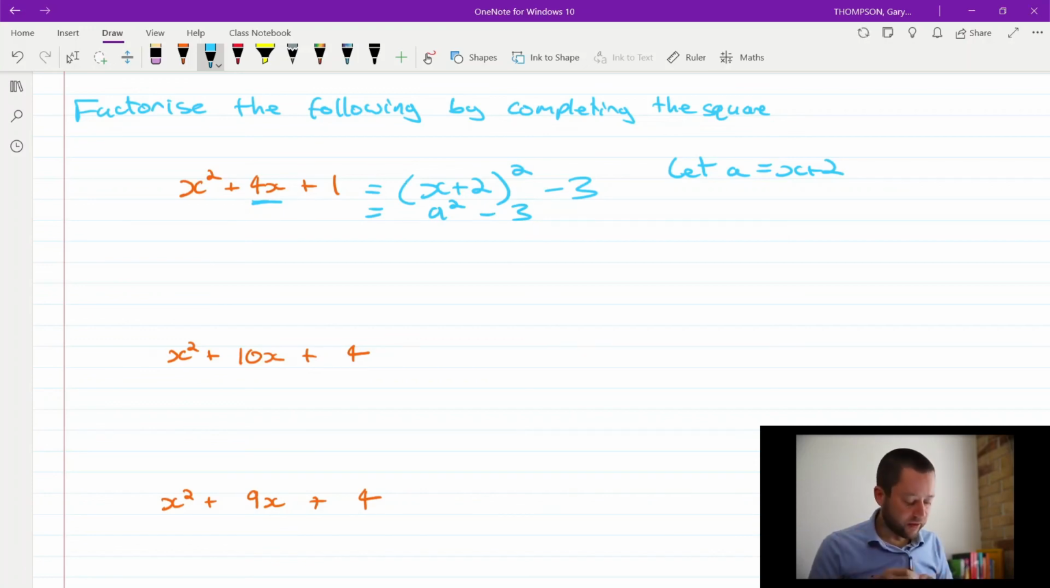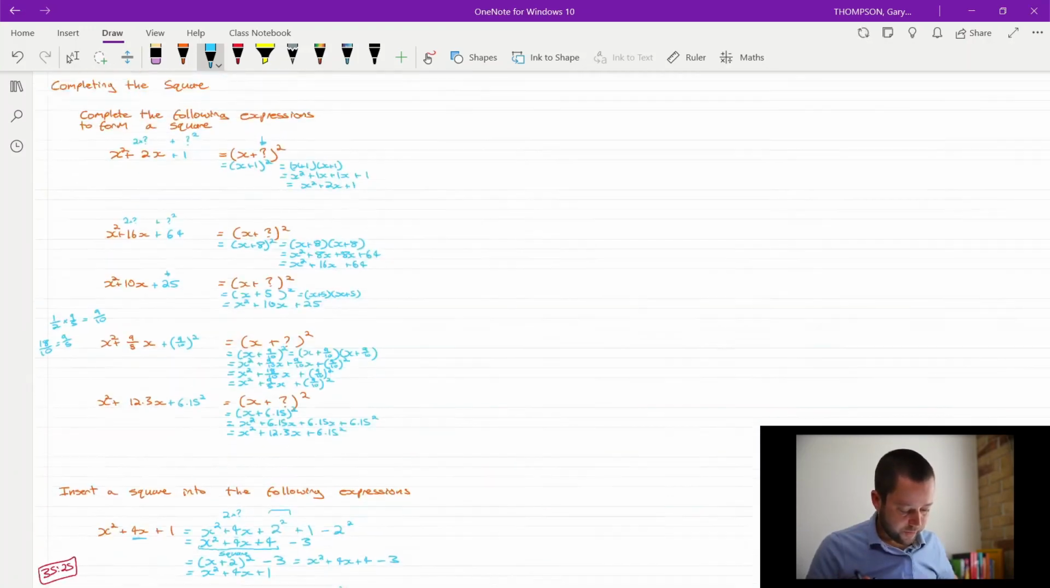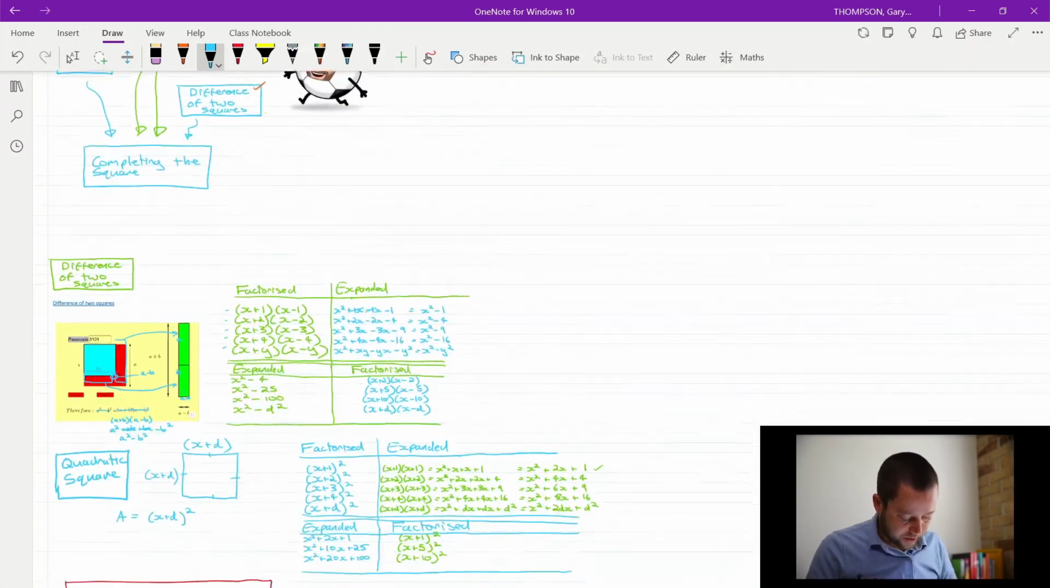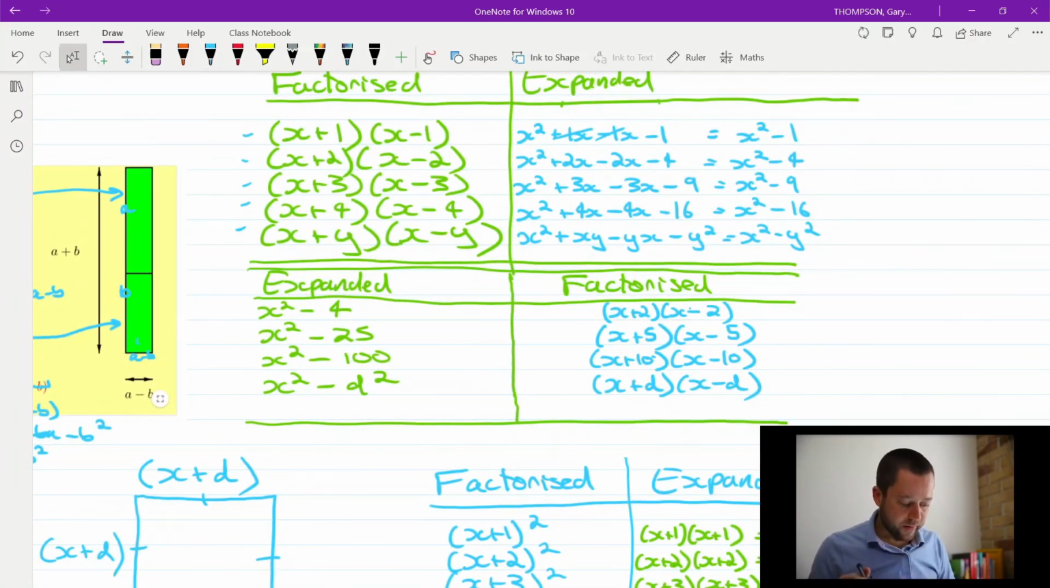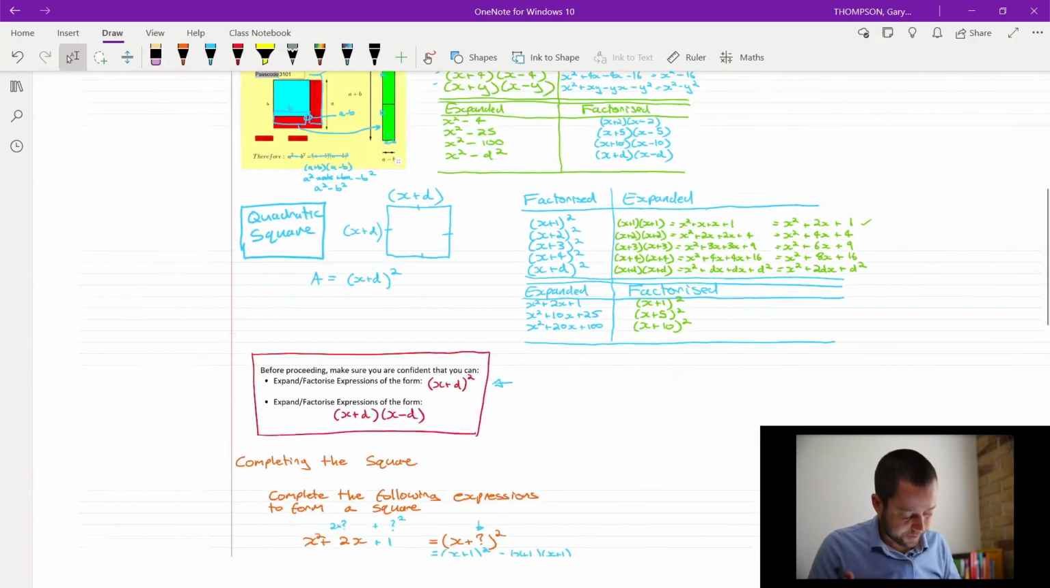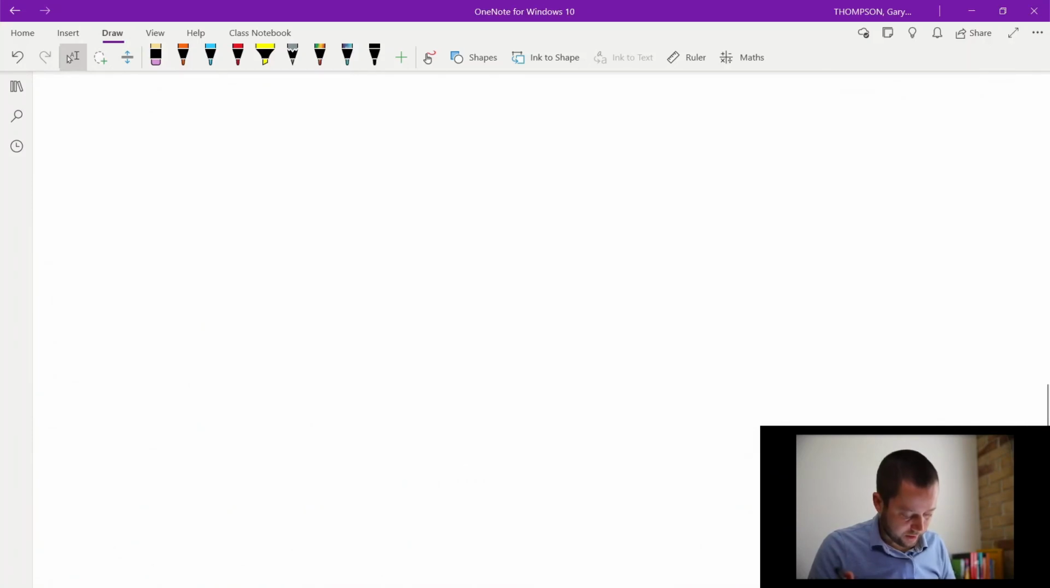Remember the difference of two squares. So the difference of two squares, which we had right at the top here, if I've got a value squared minus a value squared, that will factorize into the root of the first value plus the root of the second value, times the first minus the second.